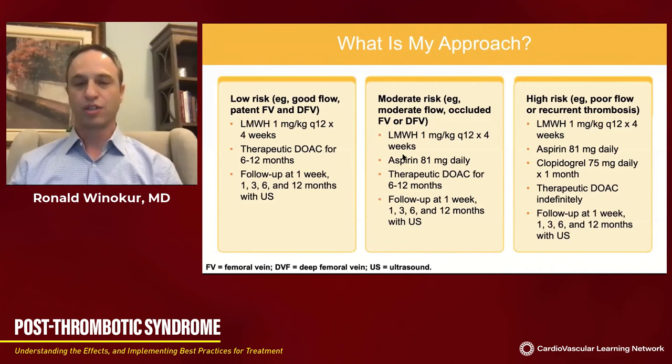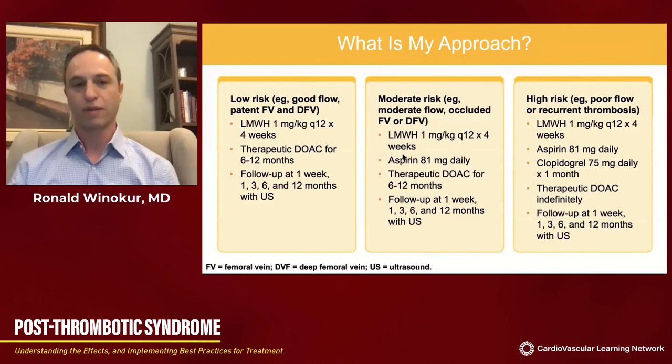There's going to be the low risk that have great inflow from the femoral and profunda femoral, and then moderate risk that may have minimal inflow or moderate flow from the femoral or profunda due to post-thrombotic changes, and those that have really poor flow from their femoral with chronic post-thrombotic change down. All of the patients are going to get low molecular weight heparin, 1 milligram per kilogram, Q12 hours for the first 4 weeks following treatment.